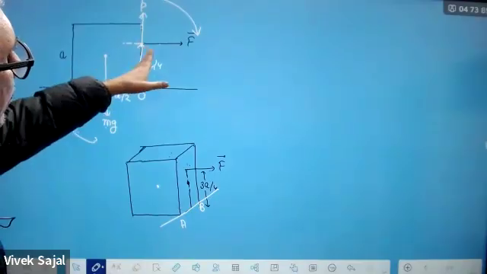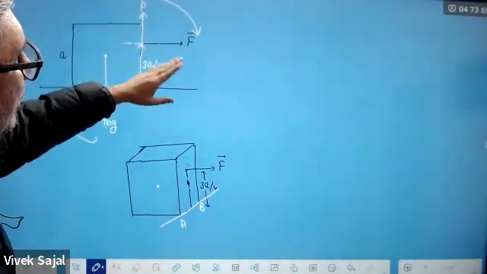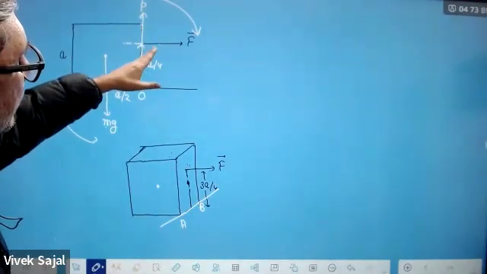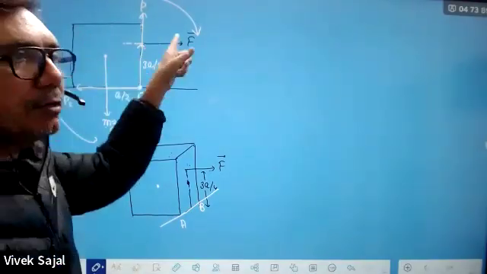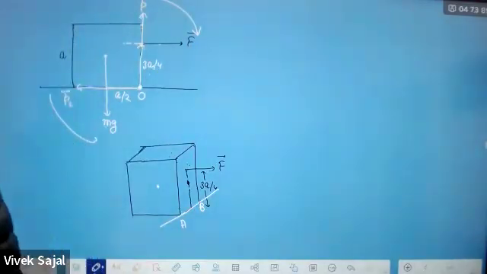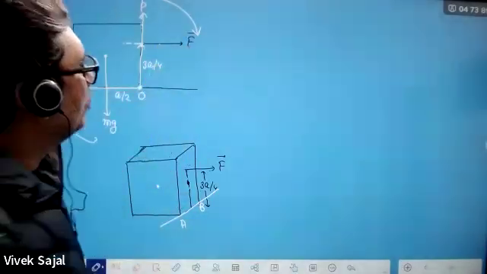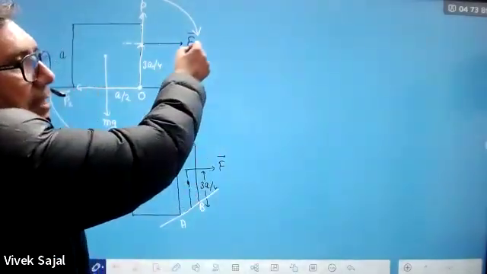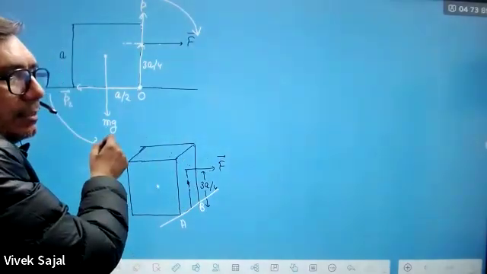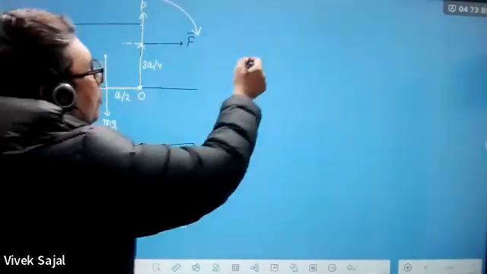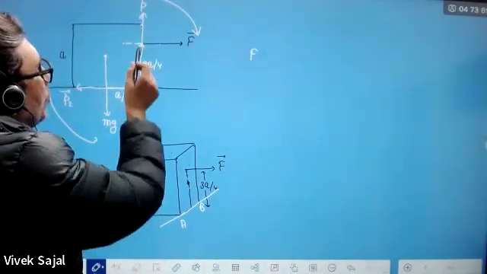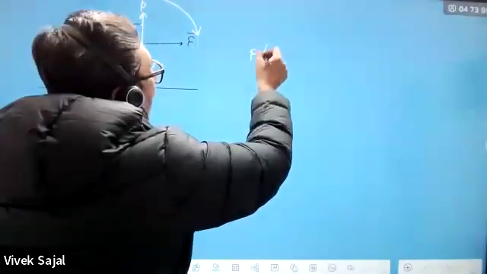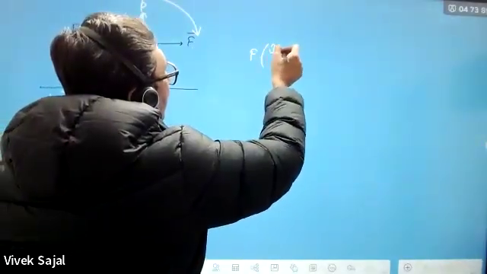Who is responsible for rotation? For toppling, or for rotation of this cube about this edge, this force. Okay, the torque that will be created by this force is responsible. So the torque that is created by this F should be greater than the torque that is created by this weight mg. So F and the perpendicular distance from point O on the F, that is 3a by 4. So F into 3a by 4.